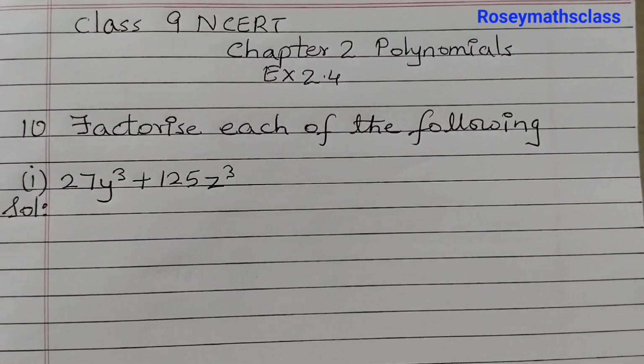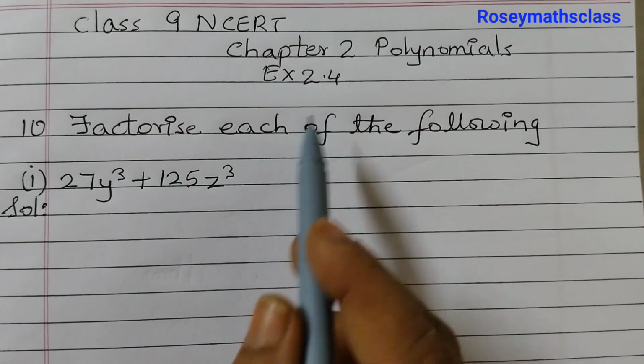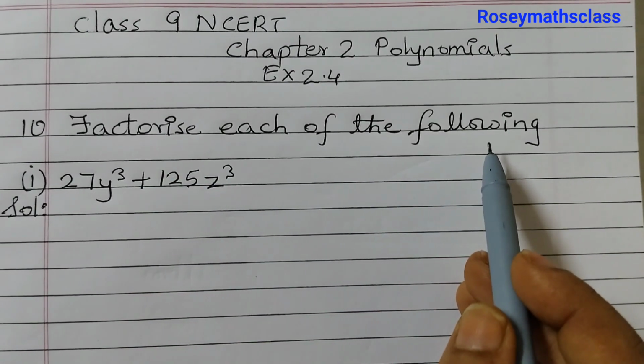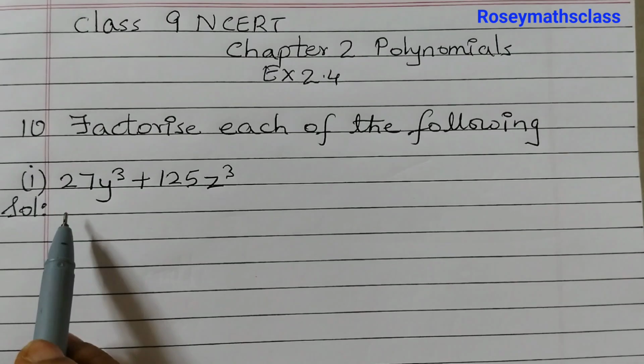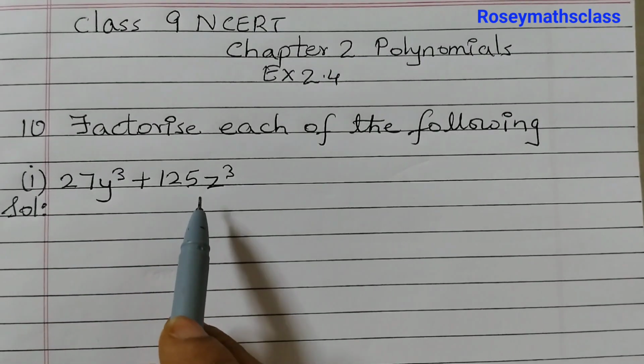Hello students, in today's video we shall discuss question number 10 of exercise 2.4. Factorize each of the following. There are two parts to this question. First one is 27y cubed plus 125z cubed.